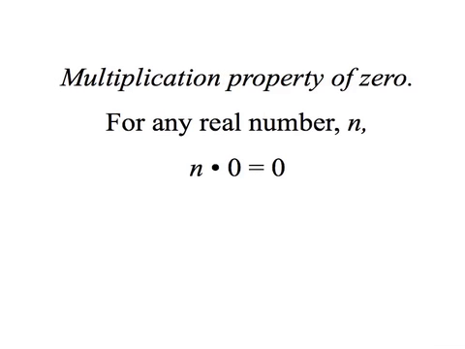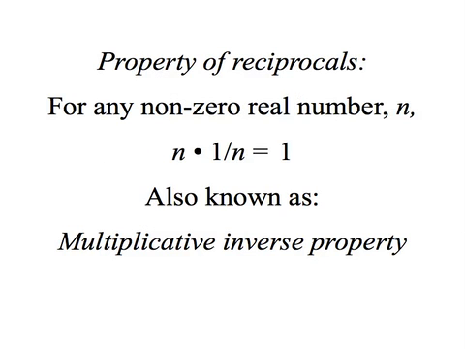The multiplication property of 0 states that any number times 0 is 0. Property of reciprocals. For any non-zero real number n, n times 1 over n is equal to 1. And this is also known as the multiplicative inverse property.